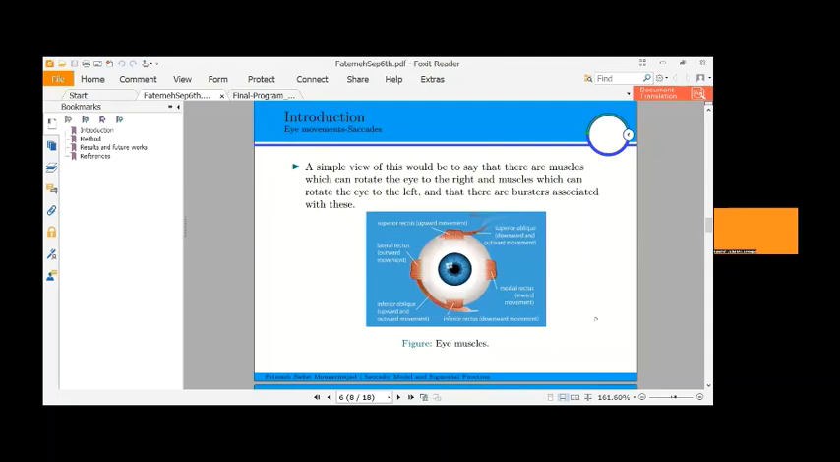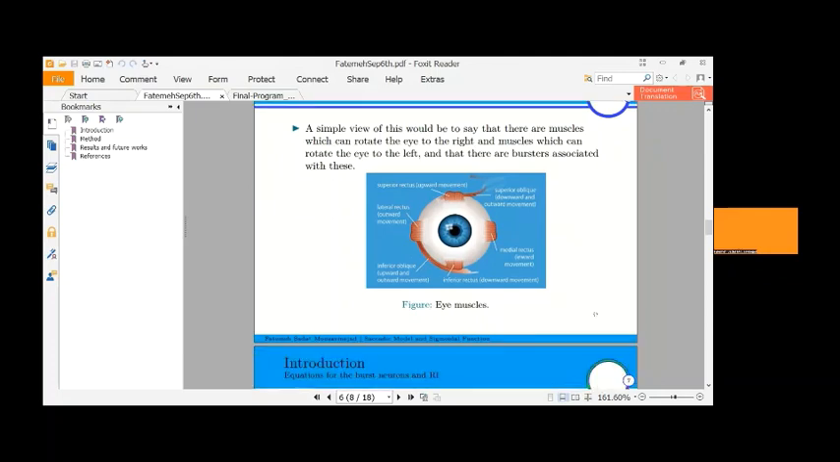A simple view of this would be to say that there are muscles which can rotate the eye to the left and muscles which can rotate the eye to the right, and that there are bursters associated with this.